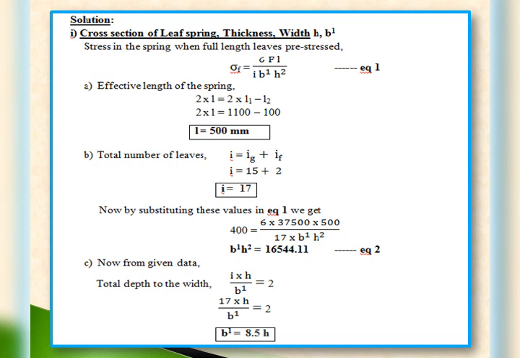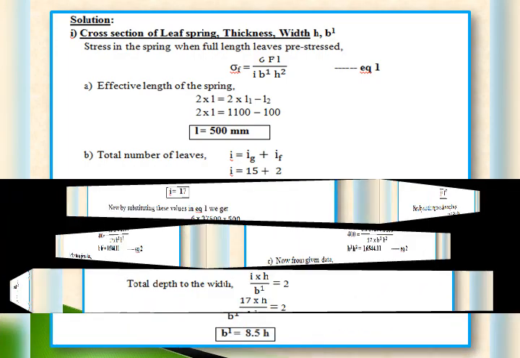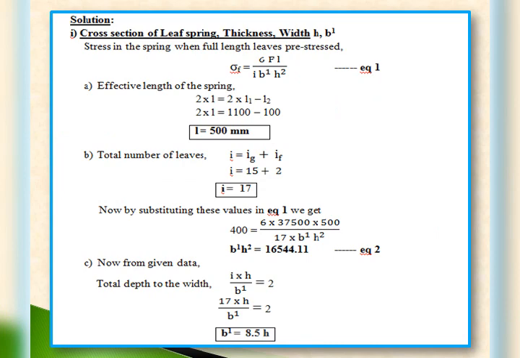Soon after listing data and equations, now we'll go to the solution. In the solution, the first unknown is the cross section of the leaf spring, its thickness and width, respectively h and b'. Stress in the leaf spring when full length leaves are pre-stressed: that equation is sigma_f = 6FL / (i b' h²). We'll call that equation number 1, because we are supposed to find n number of unknowns.